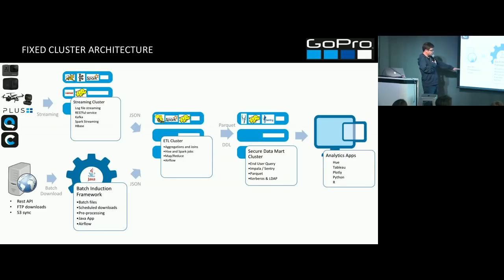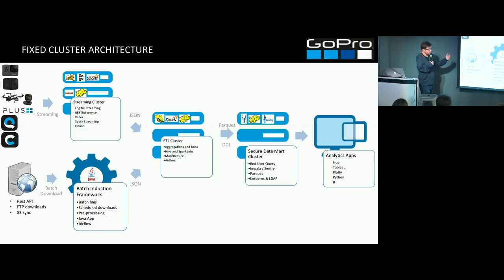Down here on the batch, this tends to be integrations with third parties, ERP systems, CRM systems, you name it, the social network service of the week that marketing wants to integrate with. It can work with RESTful APIs, FTP downloads, S3 syncs, wide variety of data formats, text files, CSVs, XML, JSON, you name it. It's just a good old Java framework. We do the normalization into JSON files, and then again, everything ends up on our ETL cluster.